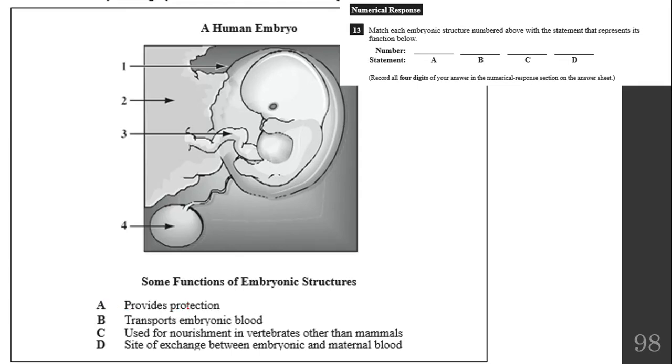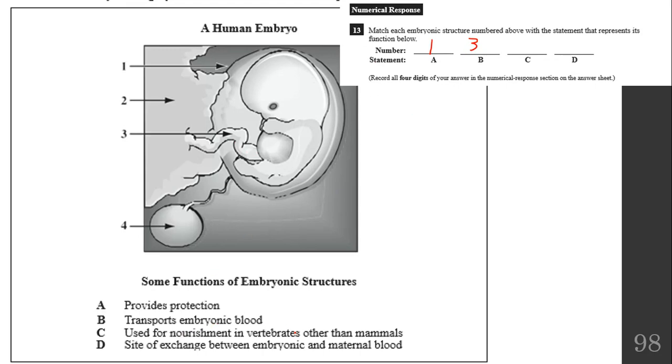So A says provides protection. So we learned that the amniotic sac provides protection for the growing embryo. Okay, it allows the embryo to be suspended in fluid. Okay, so A would be number 1, the amniotic sac. B, transports embryonic blood. So blood from the embryo would be transported into the baby's side of the placenta, where it would allow for exchange between baby's blood and mom's blood. So how does that blood get to the placenta? Through the umbilical cord. Okay, so B would be 3, the umbilical cord.